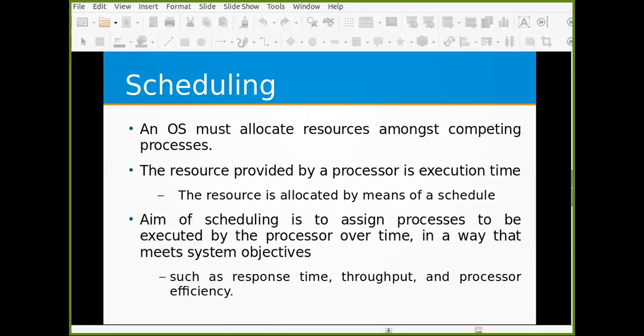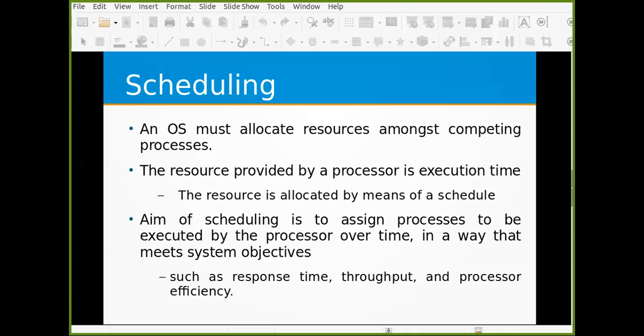and this processor time which is a resource is allocated by means of a schedule. So there is a schedule. First of all, why schedule? Because we have a single processor. At a time only one process can execute, but we have many processes in our system at any point of time, and we want all of them to run, but they cannot run at the same time. So there will be a schedule, and based on that schedule, processor time will be assigned to each process and they will execute.